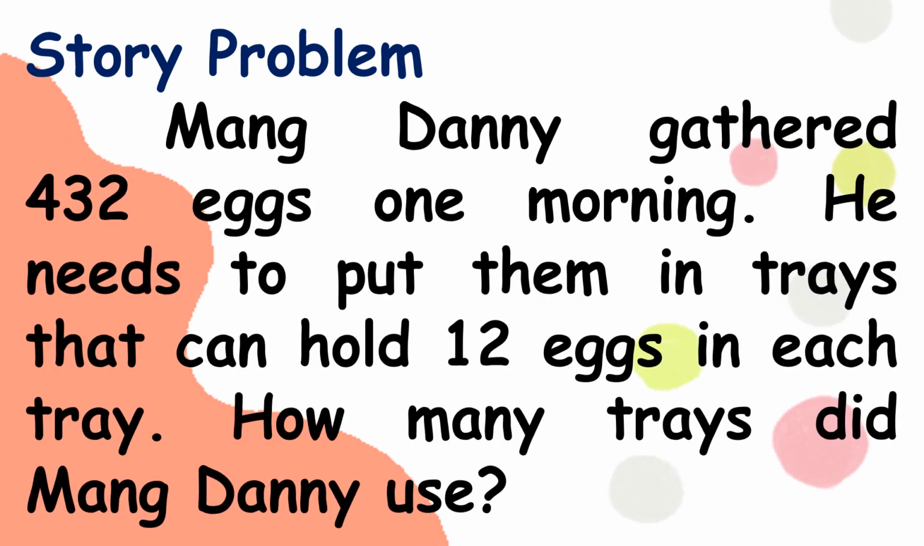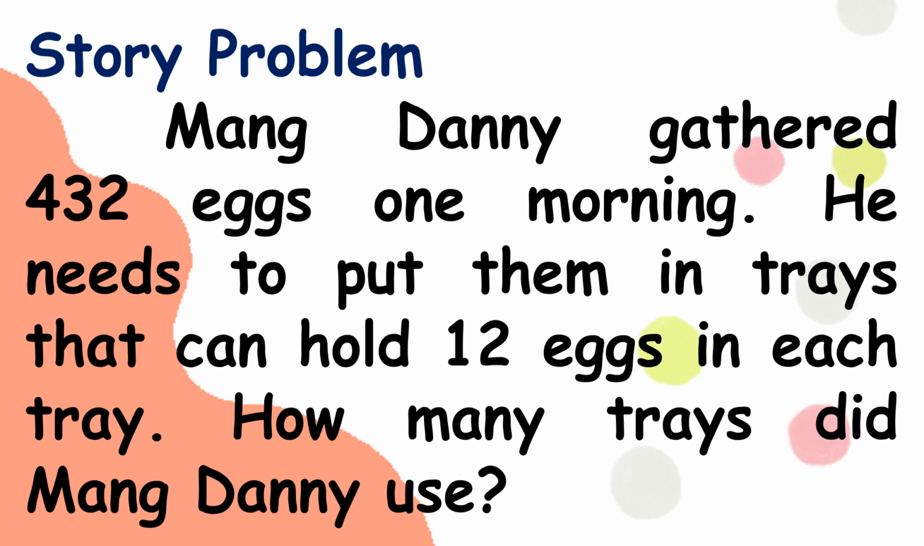Now, let us try to analyze the division by a story problem. So, Mang Danny gathered 432 eggs one morning. He needs to put them in trays that can hold 12 eggs in each tray. The question is, how many trays did Mang Danny use?